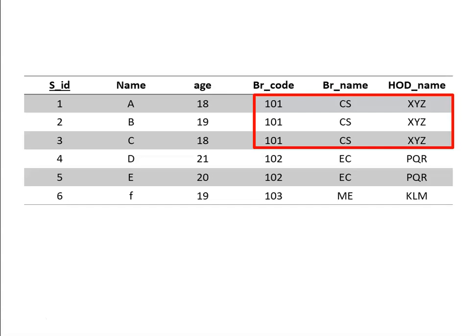Now, if the information is stored in this manner, stuffing all the attributes in one table, then this type of table will suffer from something called insertion, updation, and deletion anomaly. So what are these insertion, deletion, and modification or updation anomalies? We'll look at them one by one.